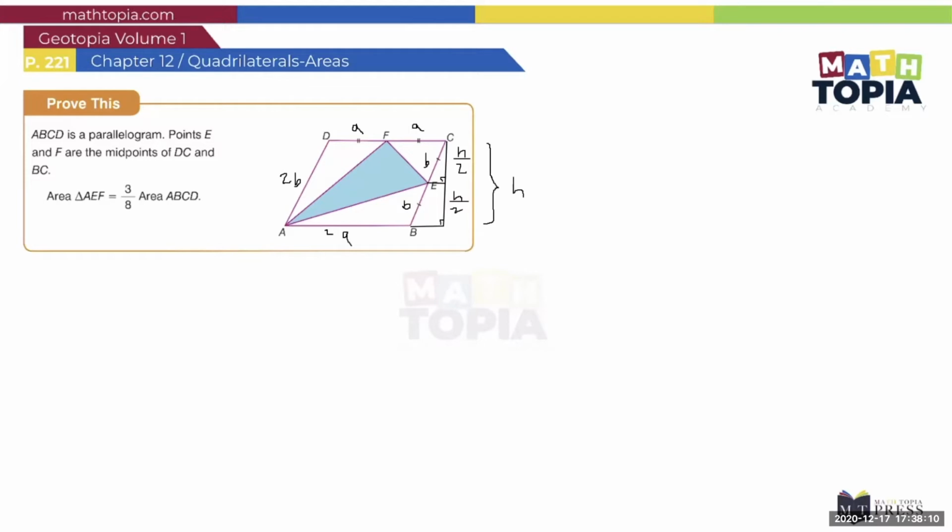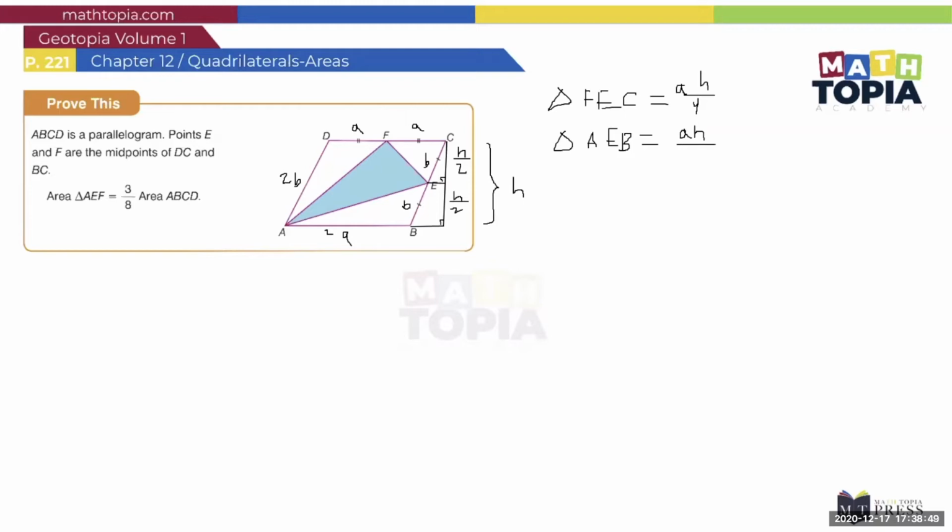So now we're looking at this triangle here, FEC, right? The area of triangle FEC is going to be equal to A times H over 2 over 2. So A times H over 4. Triangle AEB, the area of this triangle is going to be equal to 2A, because that's the base, times H over 2, and then we put it over 2.